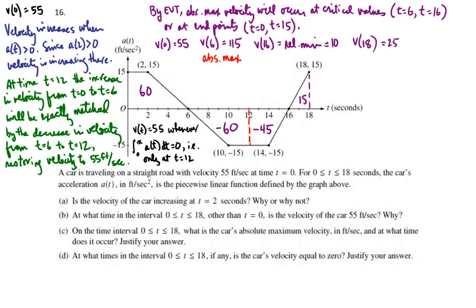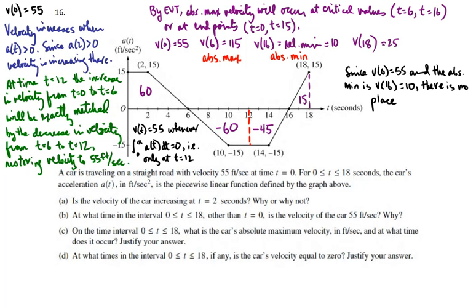Part D asks, at what time on that interval, if any, is the car's velocity equal to 0? And I state that since v of 0 is 55, and the absolute minimum is at t equals 16, v of 16 is 10, by the extreme value theorem, then there is no place where v of t is equal to 0. And that wraps it up for problem 16.